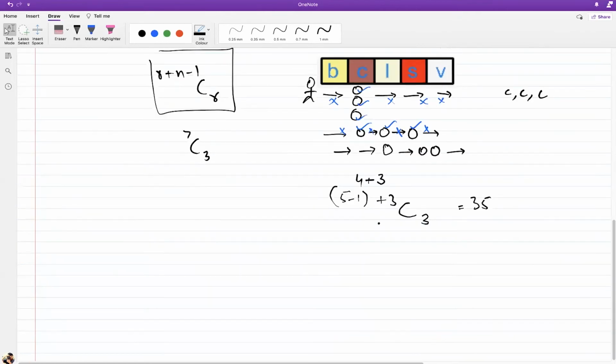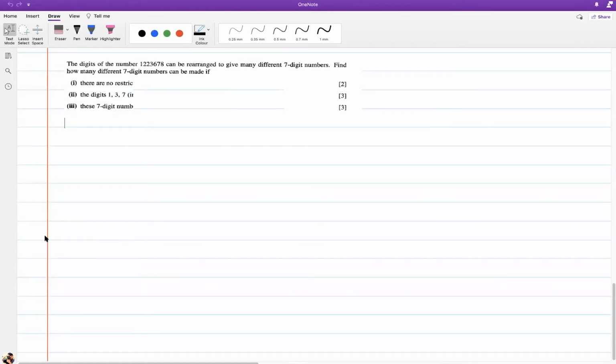Now let's do some problem questions and hopefully you will understand how questions come and how to tackle them. The digits of the number 1, 2, 2, 3, 6, 7, 8 can be rearranged to give many different 7-digit numbers. So how many digits do we have?